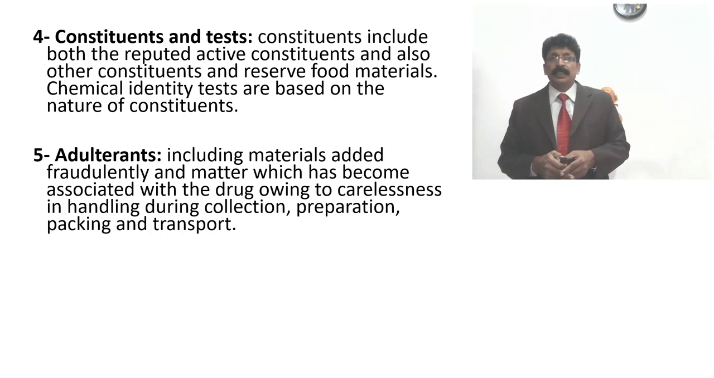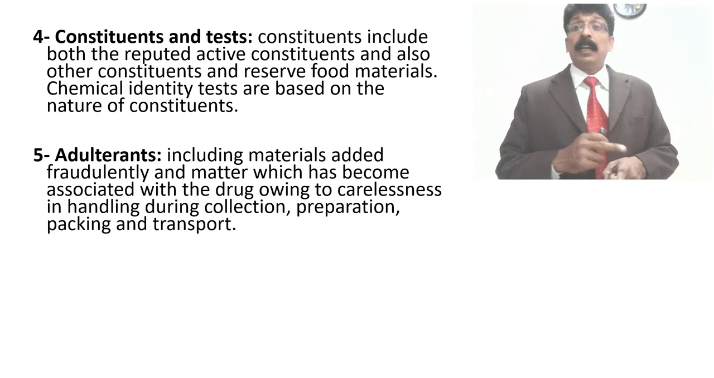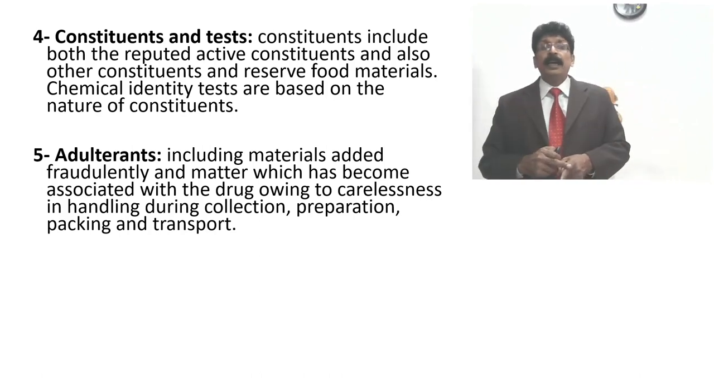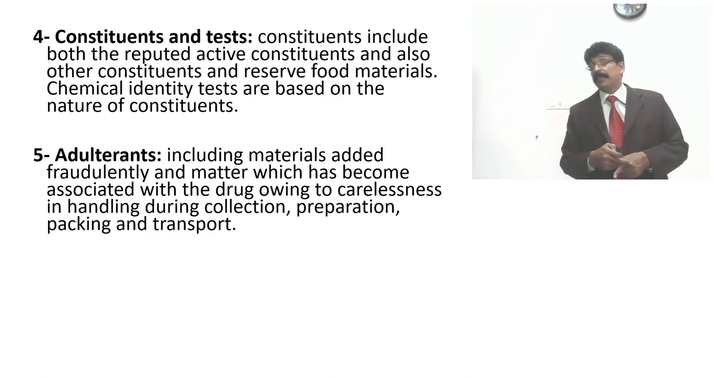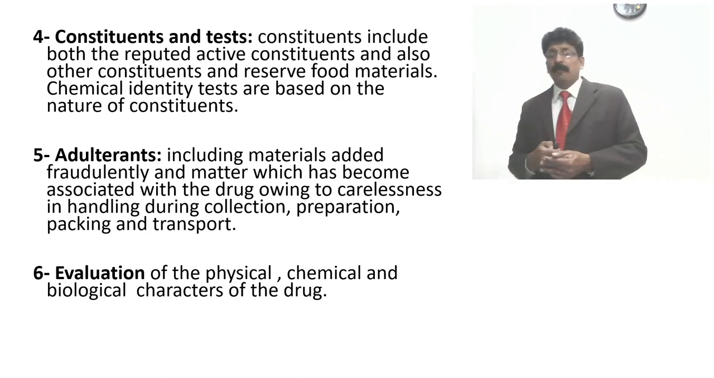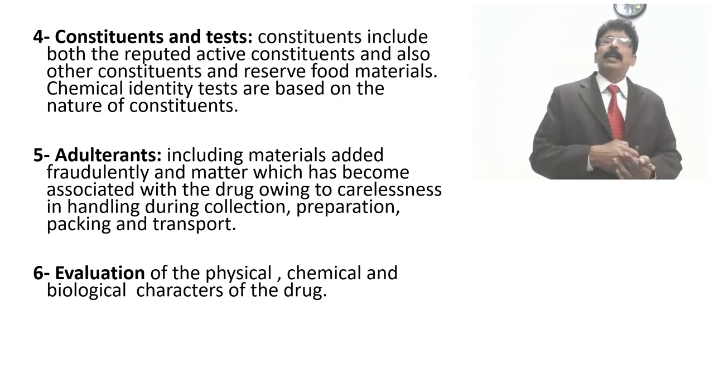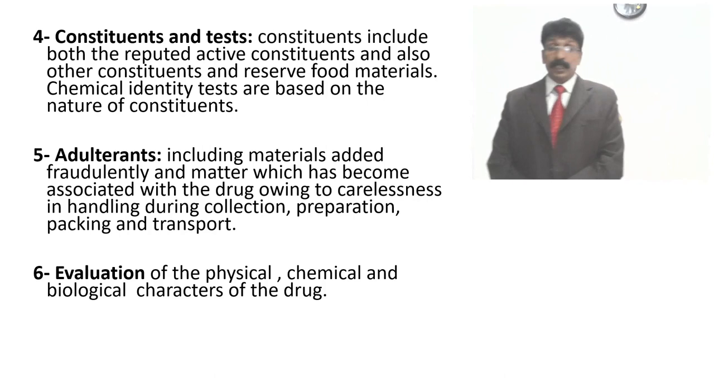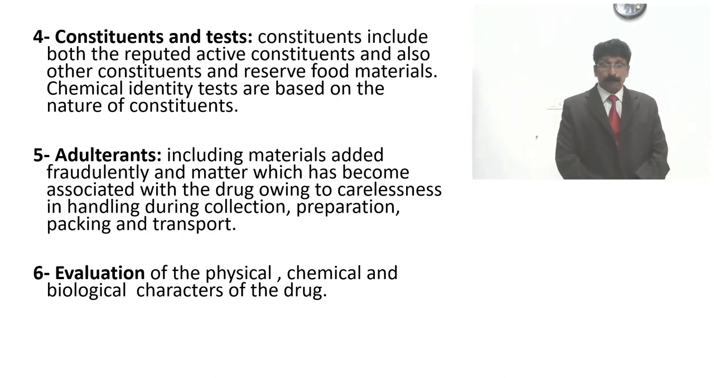So adulteration includes materials added fraudulently, and matter which has become associated with the drug owing to carelessness and handling during collection, preparation, packing and transport. But sometimes it may also be intentional, added for profit. So we have a chapter about that, and at that time we will discuss adulteration also. I will give you a small lecture about the different types of adulteration. It is necessary for the students to gather references and make notes.